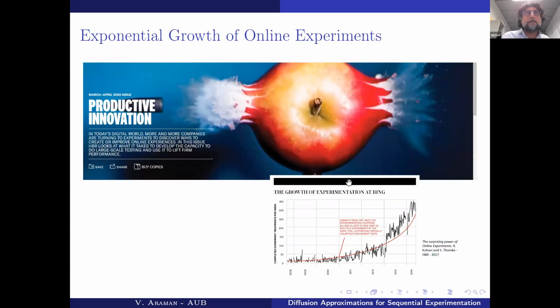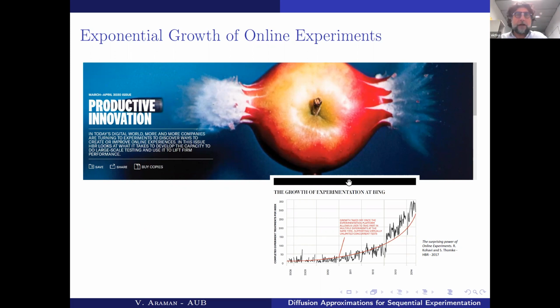This is a recent issue of Harvard Business Review that talks about the exponential growth of experimentation at different major players, whether Amazon, or in this case, the picture is showing Bing, where they're really using this experimentation because there's a lot of traffic, people are coming in, and they're basically using that traffic to test. You may or may not know it as a visitor, but you're sometimes being used in those experiments.